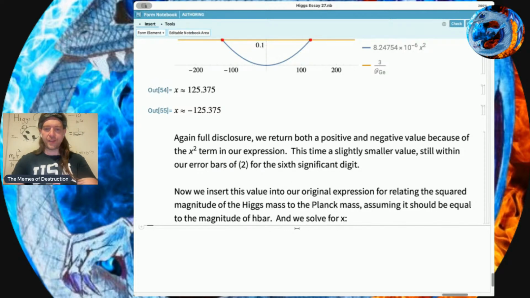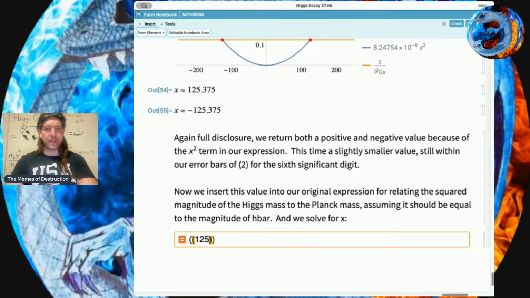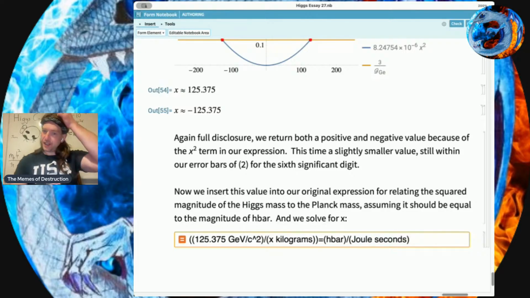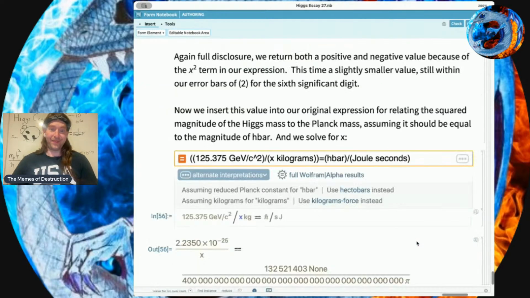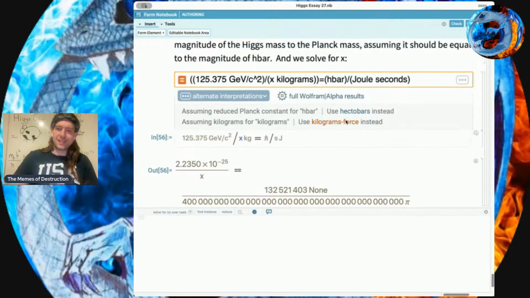Okay, so what we do is literally our original expression, 125.375 GeV squared divided by x kilograms equal to h bar divided by joule seconds. Okay. So now this was normally the Planck mass, which we were scaling that by. We're going to pop it back in. Very slightly more information. Let's see what we got.